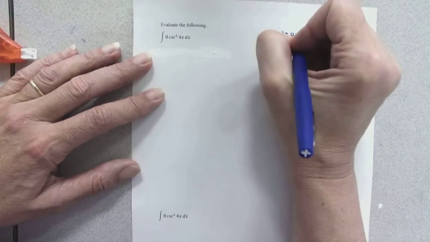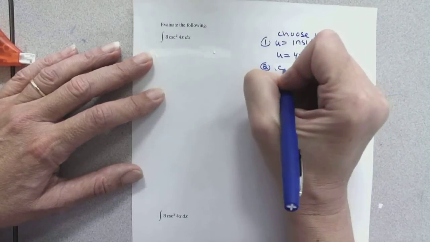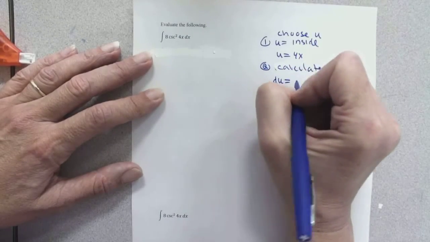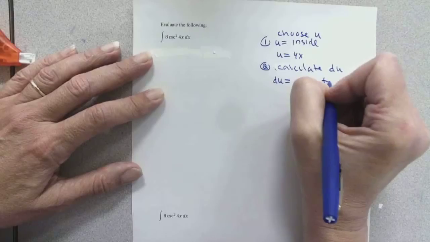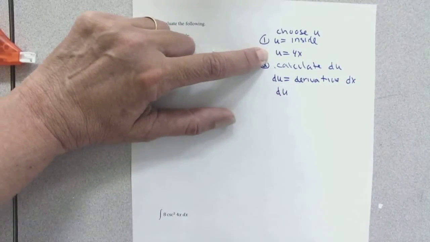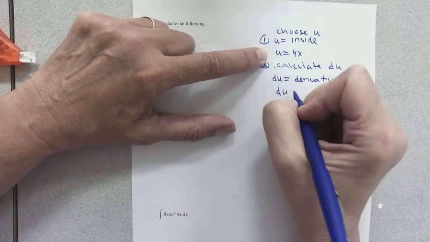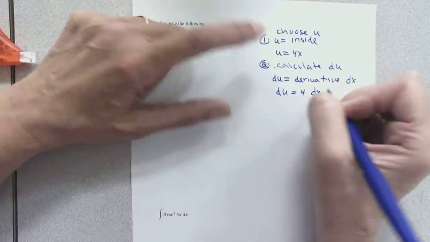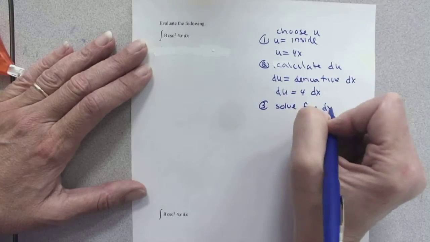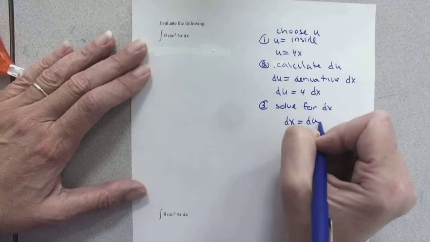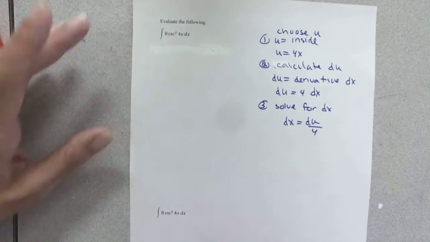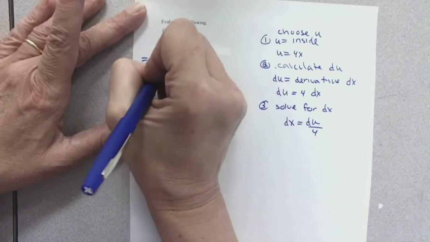Be more specific. Choose u. Calculate du, and remember that's the derivative. You're just looking at this little line right here, so du, the derivative of 4x, is 4 dx. Then solve for dx. So dx equals du over 4. You're just looking there and solving for dx. And I'm just going to write this so it's a little bit bigger.